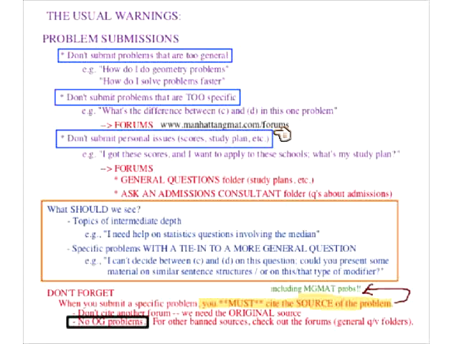Remember that these recordings are watched by very large numbers of people, hundreds, sometimes thousands, so that's why we don't want personal issues. Like, we don't want, hi, I have a 540 and I want a 700 and here's my history. We have a place for that. It's on the forums in the general questions folder.